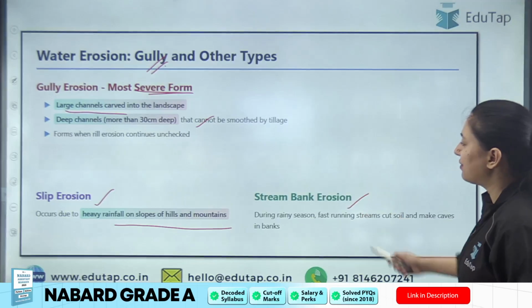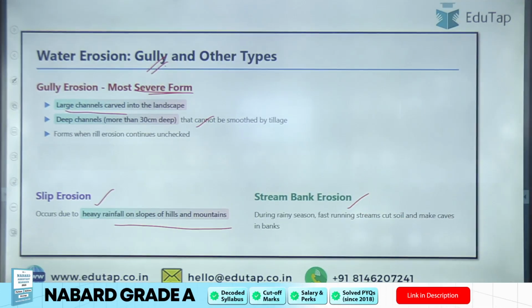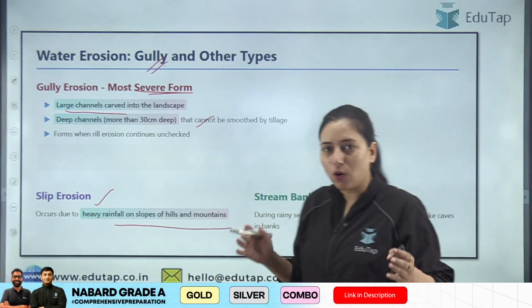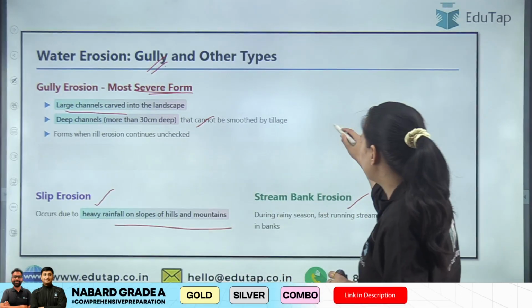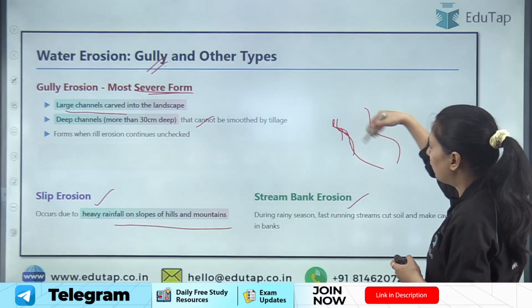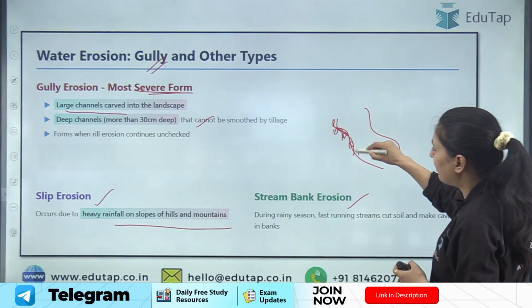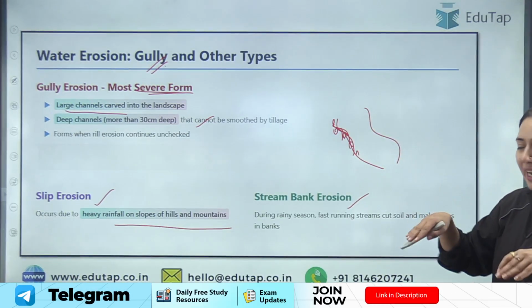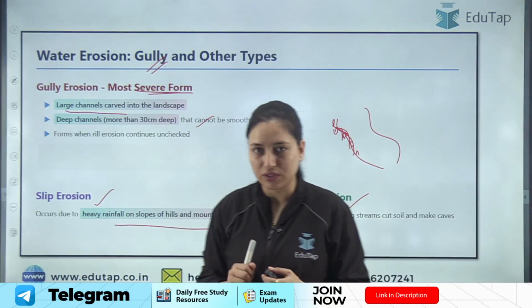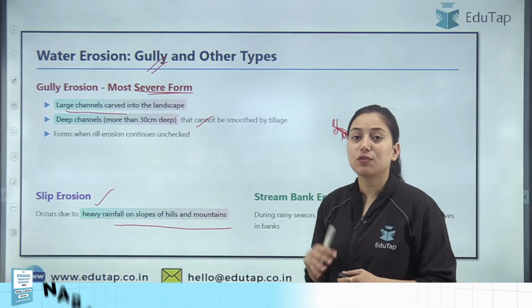Okay, then we have stream bank erosion. Stream bank erosion is what? The erosion that is happening at the bank of streams, right? So the stream flows, and during the flow of water, what will happen? It will take particles from the bank and carry them from one place to another place. That is the stream bank erosion, right? Now these were the different types of water erosion.